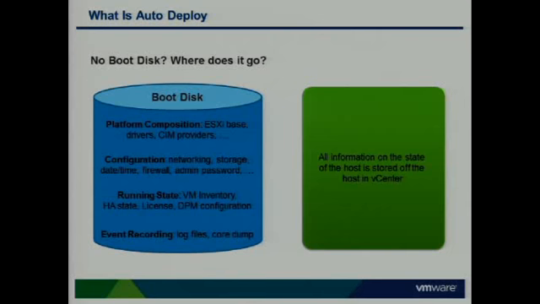So I mentioned that you don't have boot disks, and there's probably some alarms going off in heads in the room for the people that know how things work in ESXi 4. So you know, there's stuff that we store on the boot disk. There's configuration stuff. There's virtual machine information. There's HA information. There's license information, DPM, and things like log files and core dumps. So where have they gone?